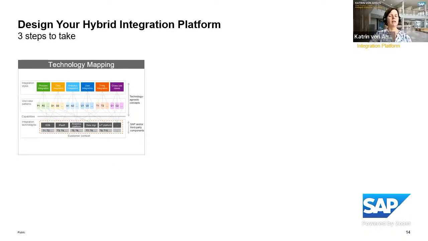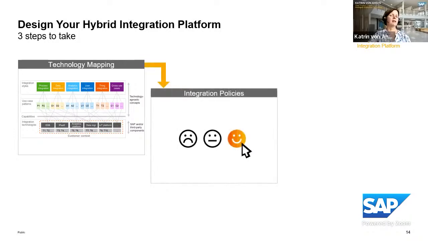First, you perform the technology mapping. The second step is then to define integration policies. Integration policies are rules, deciding factors about when to use which integration technologies. What are the generally recommended technologies for specific use case patterns? What are reasonable alternative options? And which are technologies which are to be avoided in future?